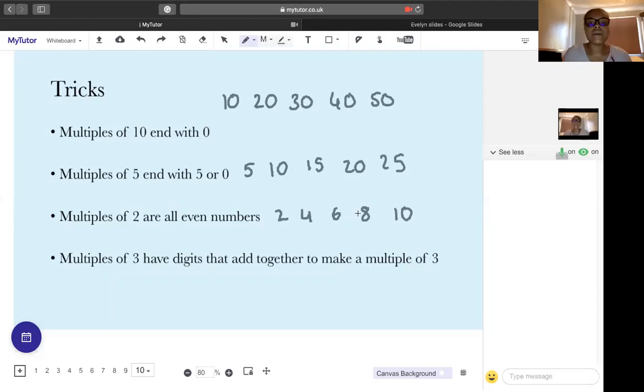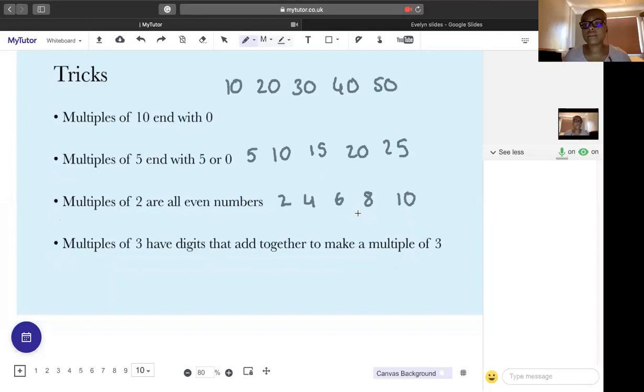And then the final one, which some of you might know, some of you might not know, the easiest way to figure out whether a number is a multiple of 3 is to add all of its digits together. And if that number is a multiple of 3, then the entire number is a multiple of 3. So we know the first few multiples of 3 are 3, 6, 9, 12, 15, and so on.